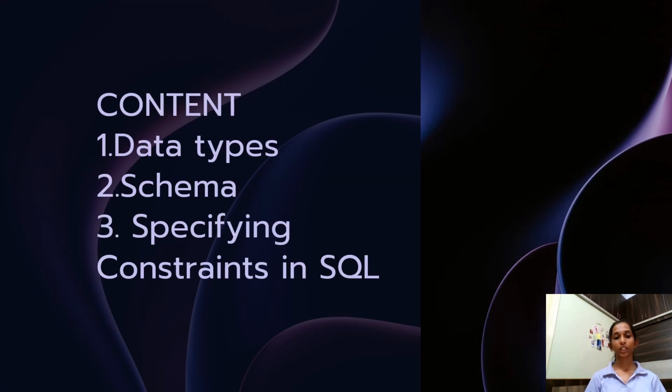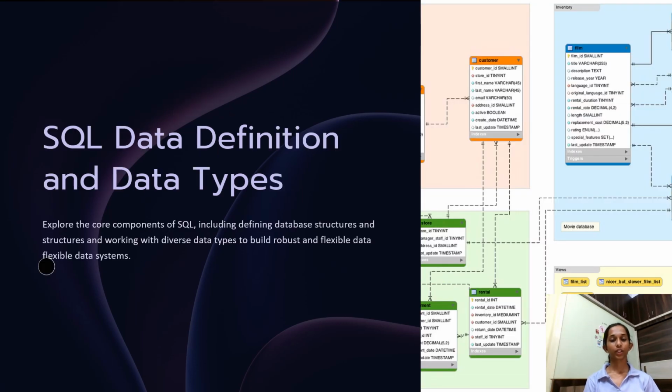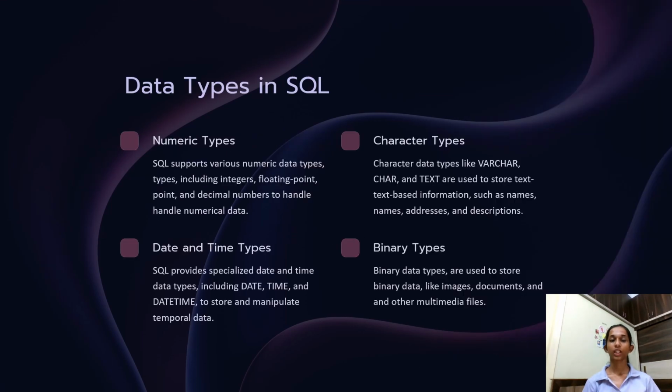Let us understand what the data types present in the SQL schema are, and how to specify constraints in SQL. Today we are going to discuss the most important SQL data definitions and data types. Explore the core components of SQL, including defining data structures and working with diverse data types to build robust and flexible data systems. Now let's have a look at data types in SQL.